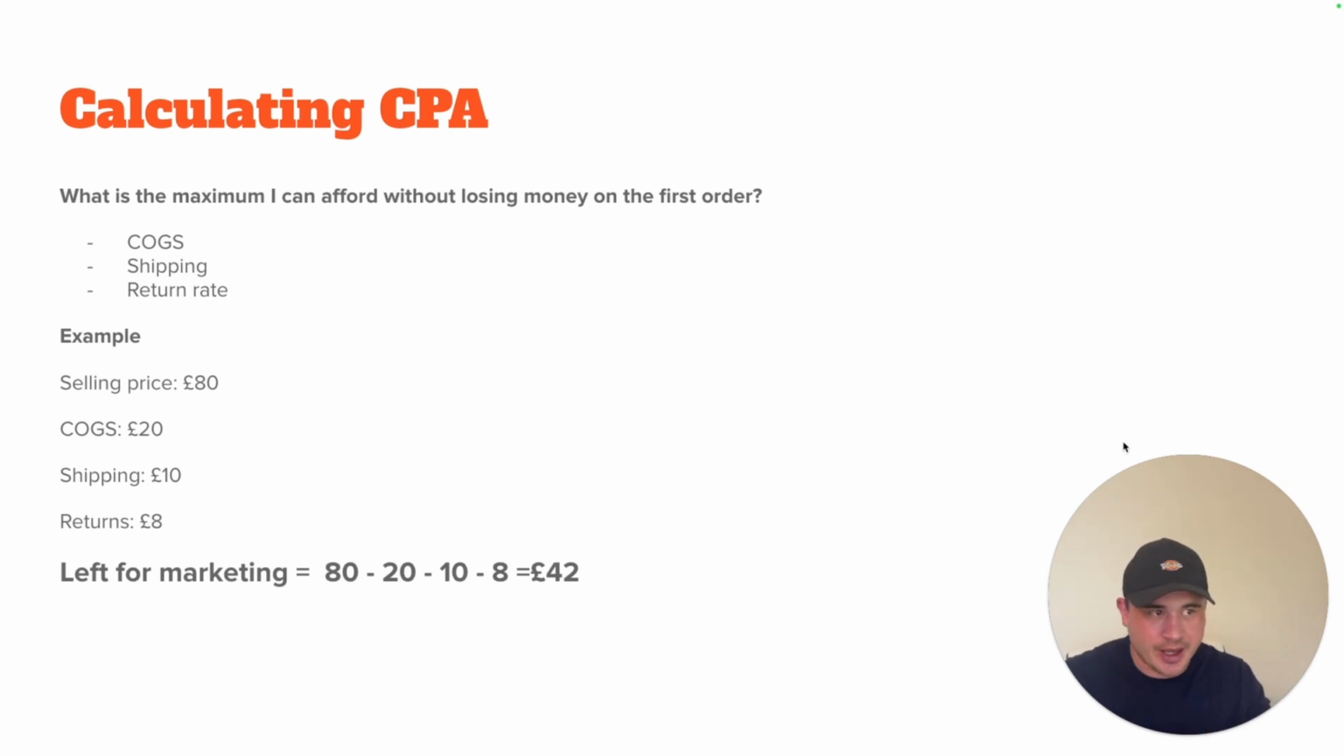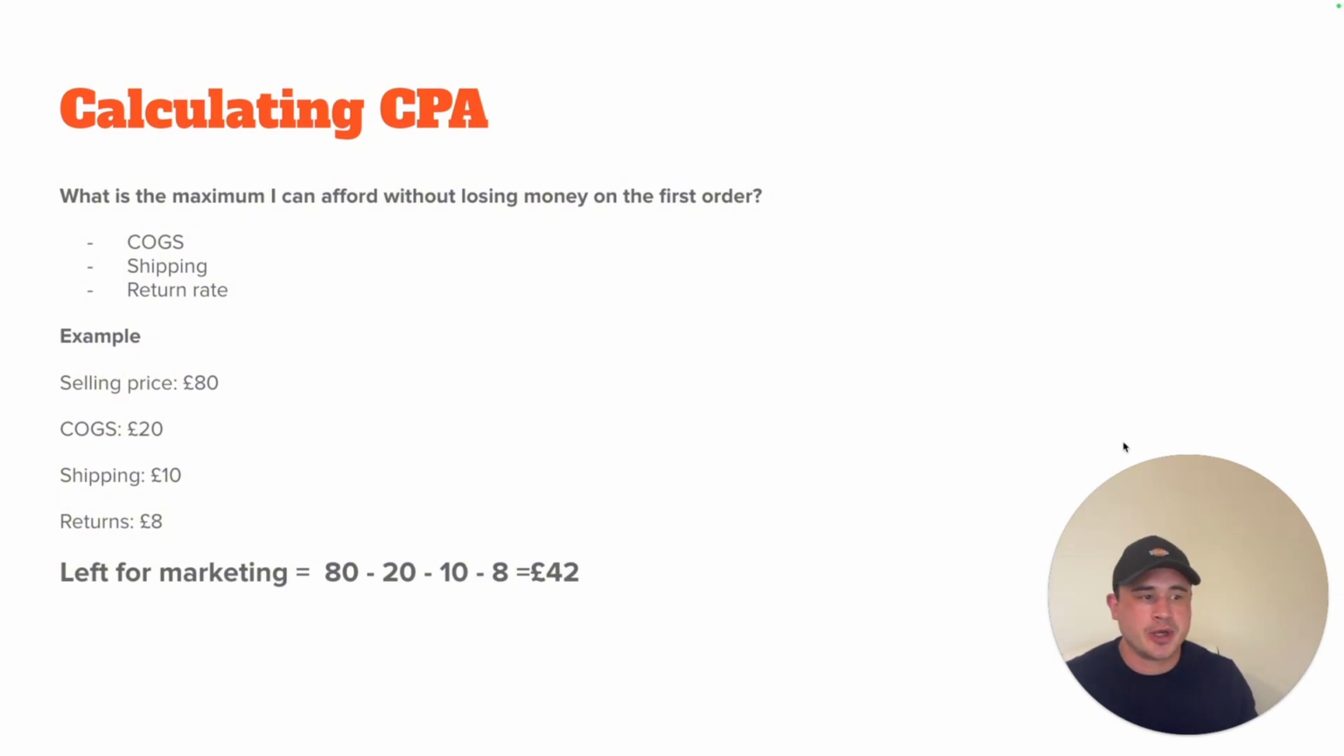So we want to take into account cost of goods sold, shipping, and also return rate. There's a cost of returns and also an average percentage of people that do return your products. You have to bake that into your CPA as well. And then any other things that would be specific to your business that you have to do every single time you're making a new order.